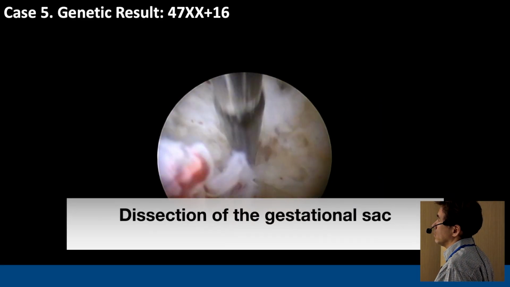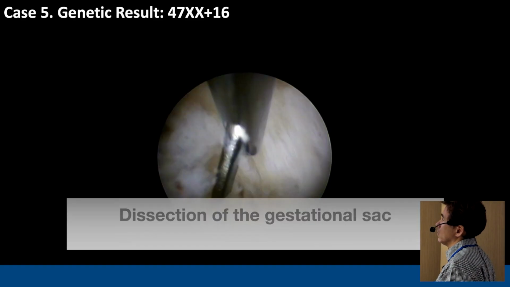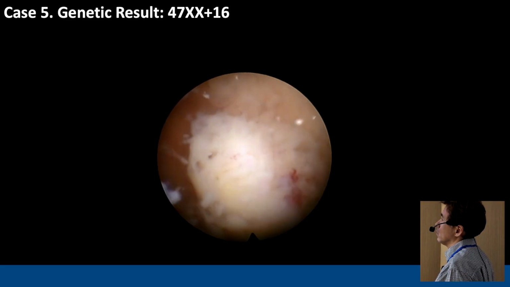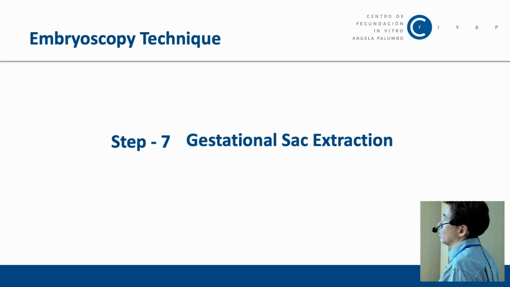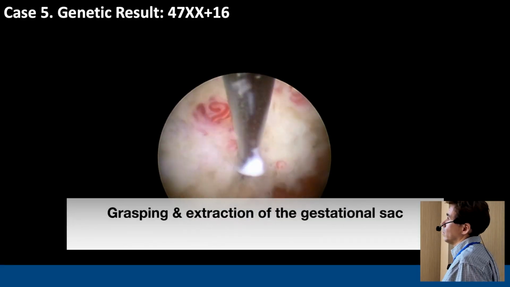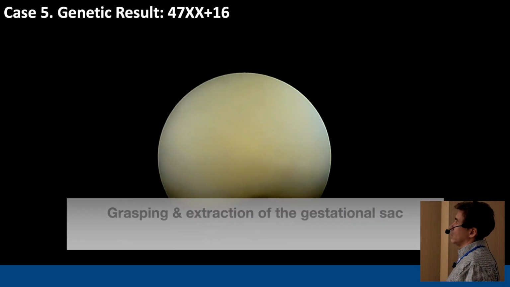This is another case in which we did the dissection of the gestational sac with scissors. Step 7. Gestational sac extraction. In some cases, the extractions can be done just grasping the sac and going out.